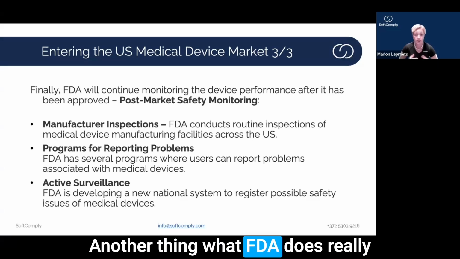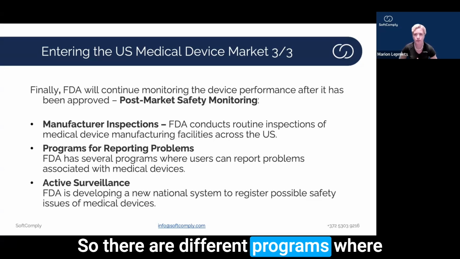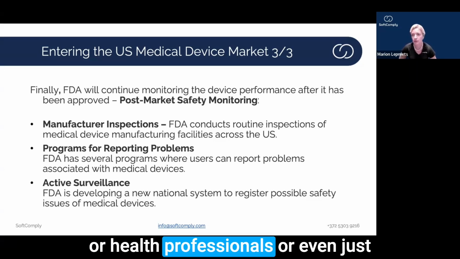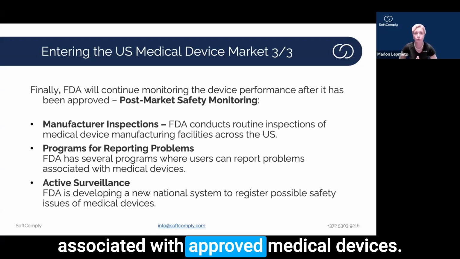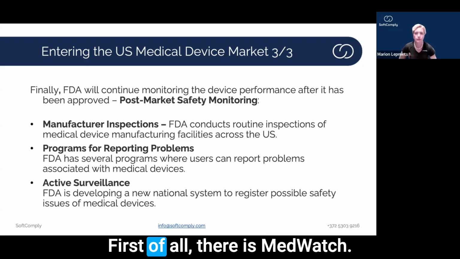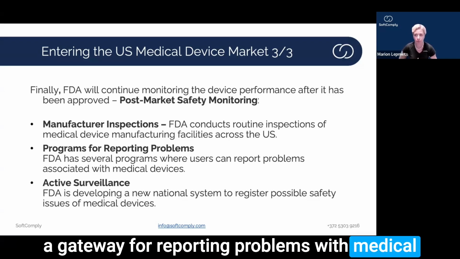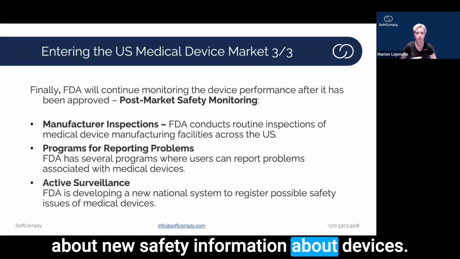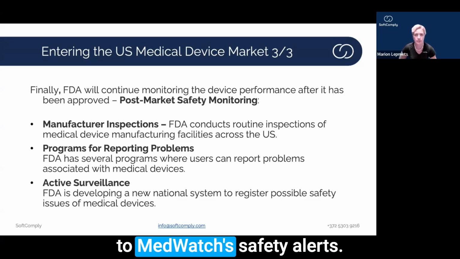Another thing FDA does really well is reporting different problems. There are different programs where FDA allows manufacturers, health professionals, or even just users and consumers to report problems associated with approved medical devices. First of all, there is MedWatch, FDA's adverse event reporting program, a gateway for reporting problems with medical products, drugs, or devices, and learning about new safety information about devices. And anybody can subscribe to MedWatch's safety alerts.